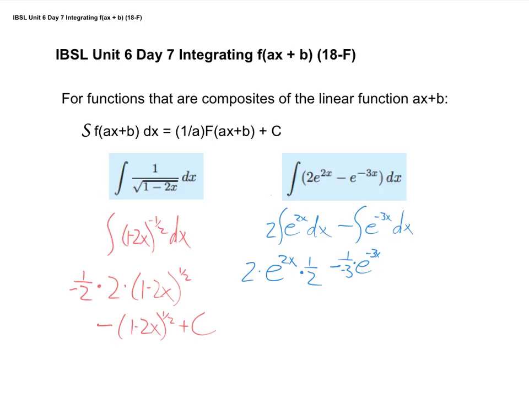So we do a little bit of simplifying here. The 2 and the half cancel out, so it's just e to the 2x. The two negatives will cancel, so it'll be a plus 1/3 e to the negative 3x. And we'll throw in the plus c there too. Any questions?